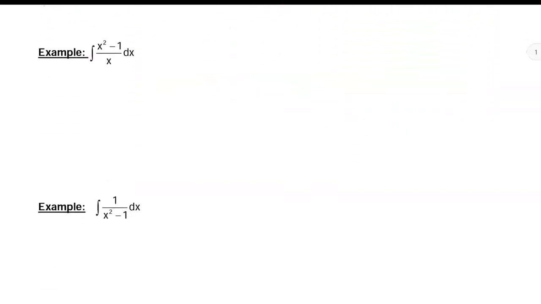The next example has the same two players, but this time the x squared term is on the top. The quadratic polynomial is on the top and the linear is on the bottom. You might think we have to do division right away, but it doesn't have to be long division because that's just a monomial in the bottom. What I'm going to do is divide each term on top by x on the bottom. x squared divided by x, and then minus 1 divided by x.